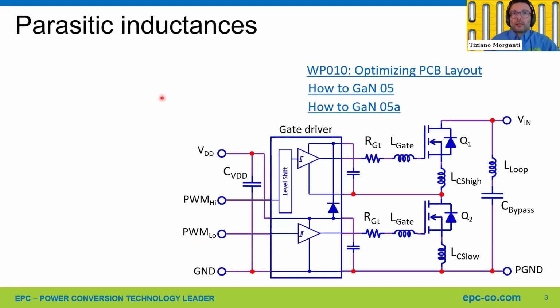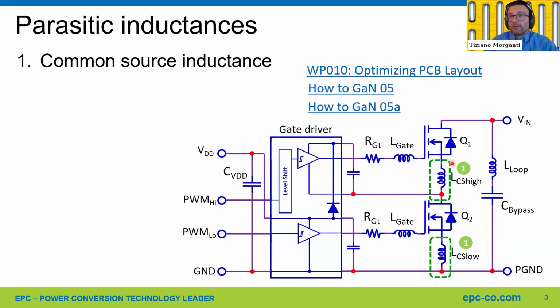So let's start with the inductances. This is an exemplary half-bridge circuit. We have the power devices, the bypass capacitor, and the gate driver, together with the bypass capacitors for the gate driver and the gate resistors. The first inductance we are talking about is the common source inductance. This is shared between the power circuit and the gate circuit.